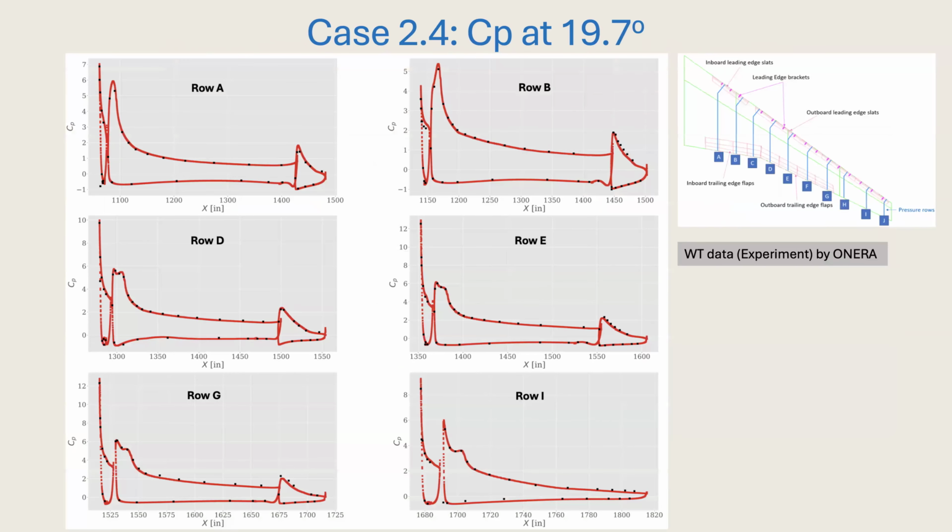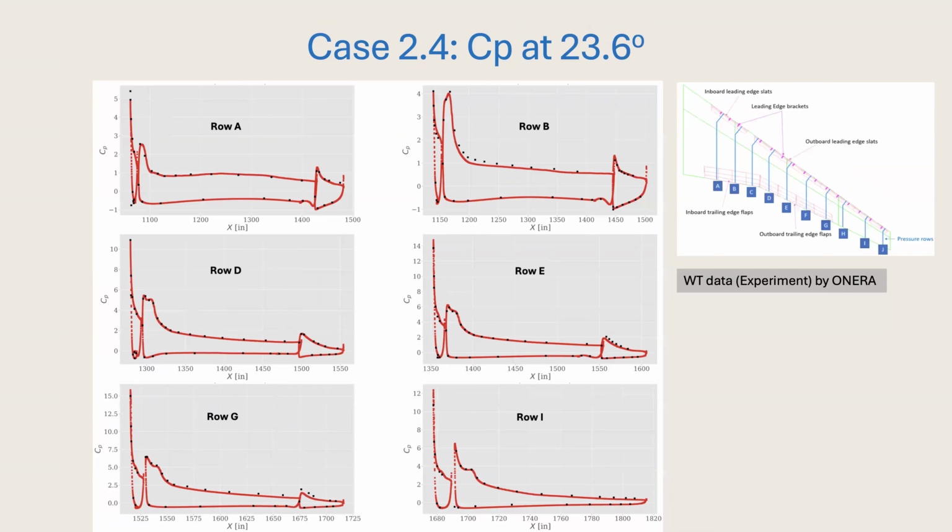Again, 2.4, 5.5 billion Reynolds number. The workshop requested to submit CP cuts on these lines, where A, B, C are inboard, D, E, F are midboard, and F to J is outboard. I'm showing the best practice grid on rows A through I. At 19 degrees it's actually pretty good. There may be a little bit of underestimation on the flap on row G. Other than that, it actually gives a very good comparison.